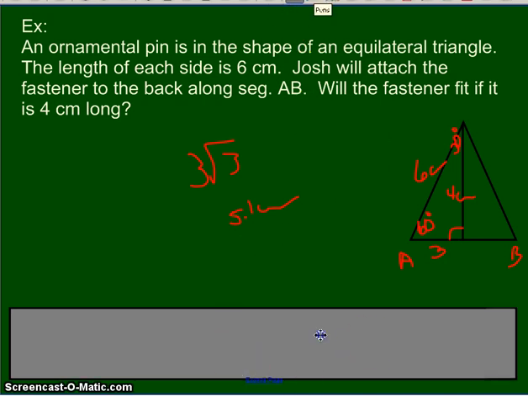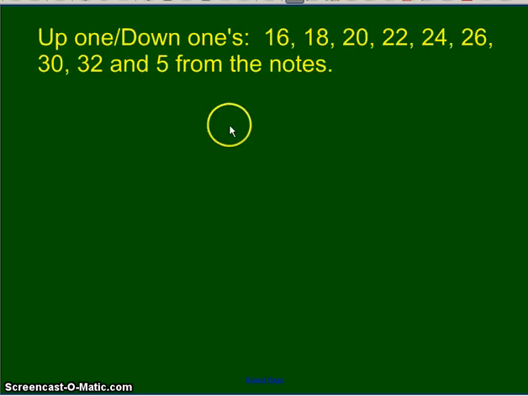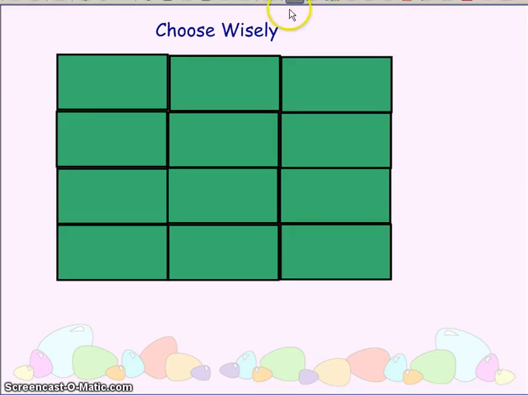Alright, regular geometry students would be doing 8 and 12. Then it would be time for the up ones, down ones. Then it would be box time. Good luck here. Man, the boxes aren't working. Alright, let's move on.